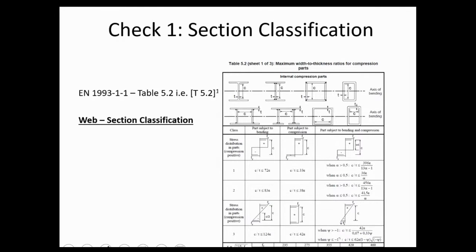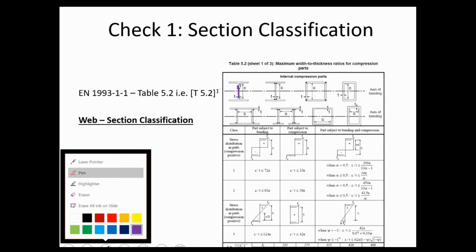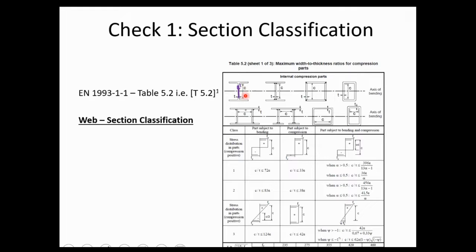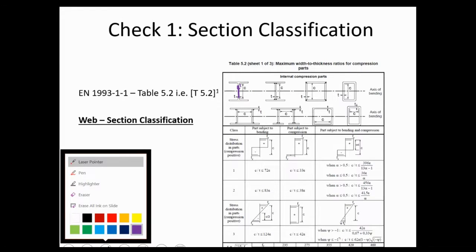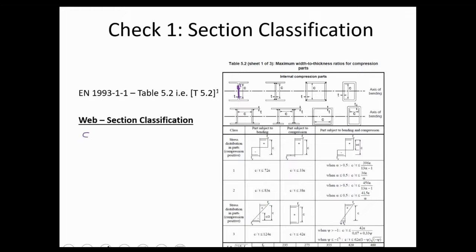So I go to the table, table 5.2. The first one I have here is the maximum width to thickness ratio for the webs. We can see in the diagram up here at the top, there's the web that I'm looking at, so that's the unstiffened length of it. So we're classifying the web. In our example, CW divided by thickness of the web, from the blue book, was equal to 47.2.